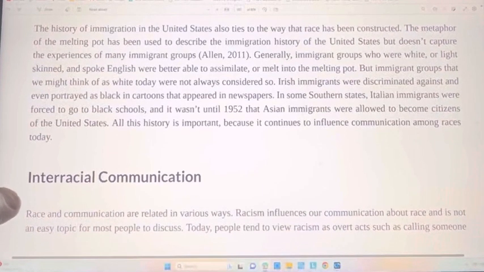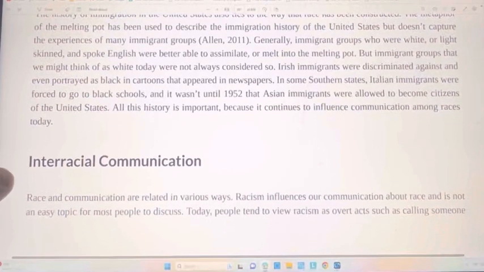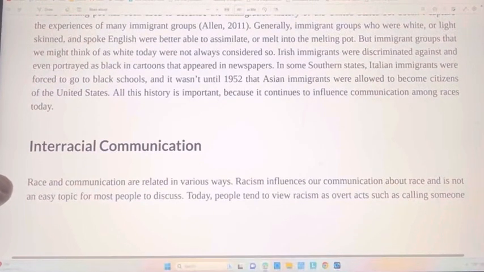The history of immigration in the United States also ties to the way that race has been constructed. The metaphor of the melting pot has been used to describe the immigration history of the United States, but doesn't capture the experiences of many immigrant groups. Generally, immigrant groups who were white or light-skinned and spoke English were better able to assimilate or melt into the melting pot. But immigrant groups that we might think of as white today were not always considered so.